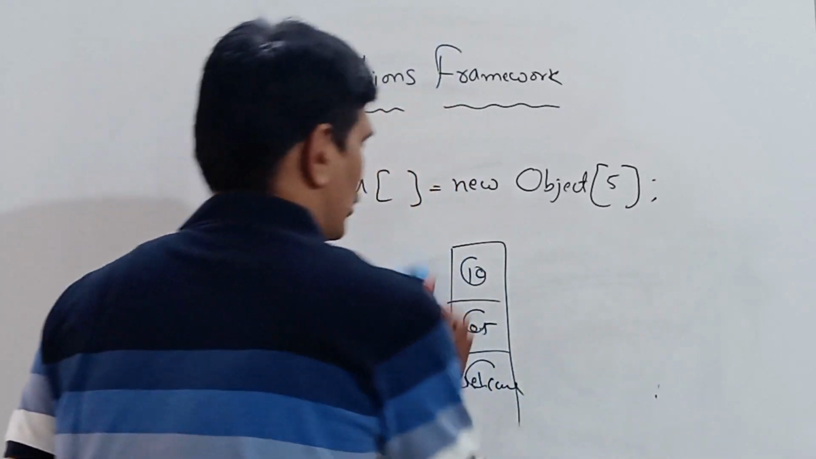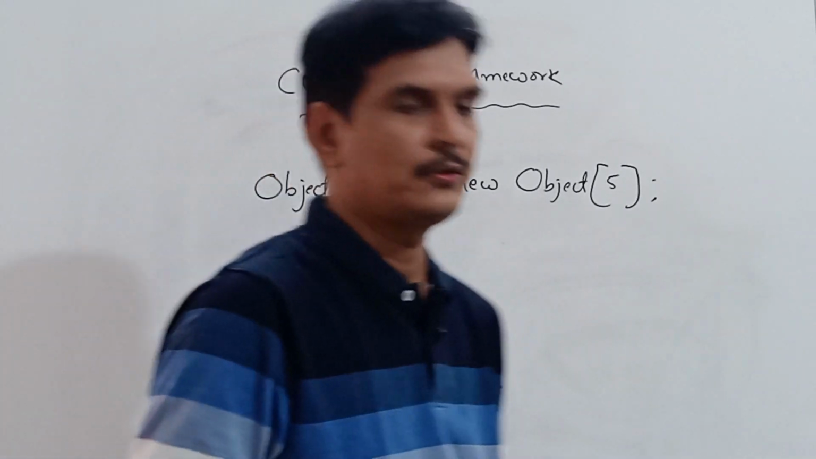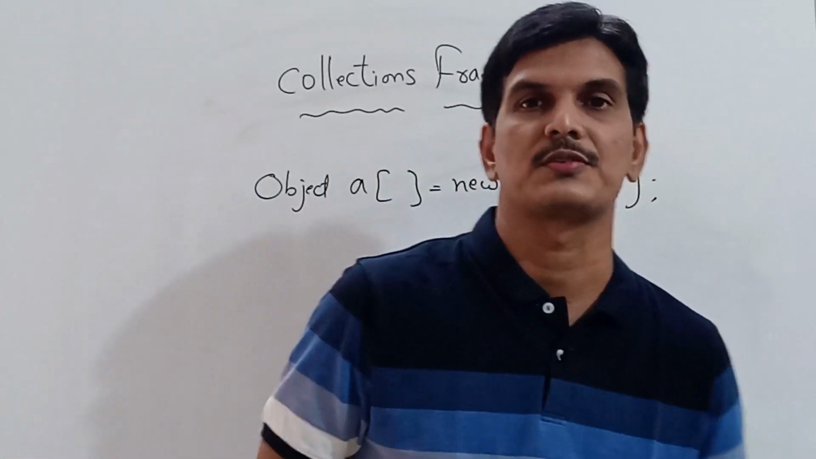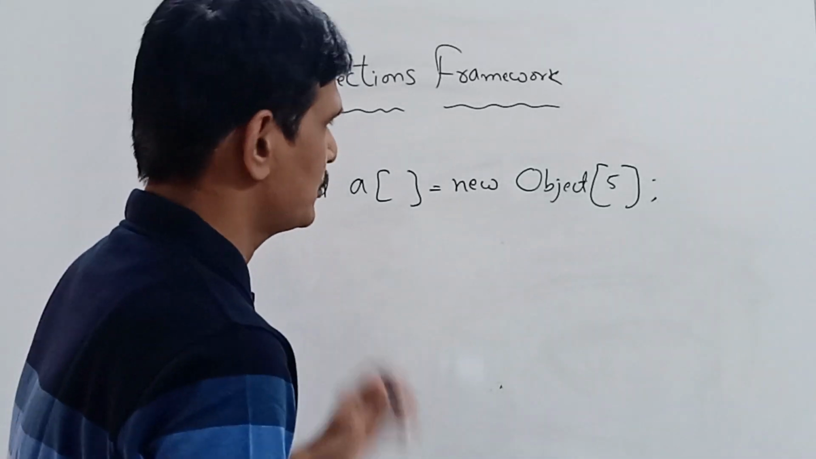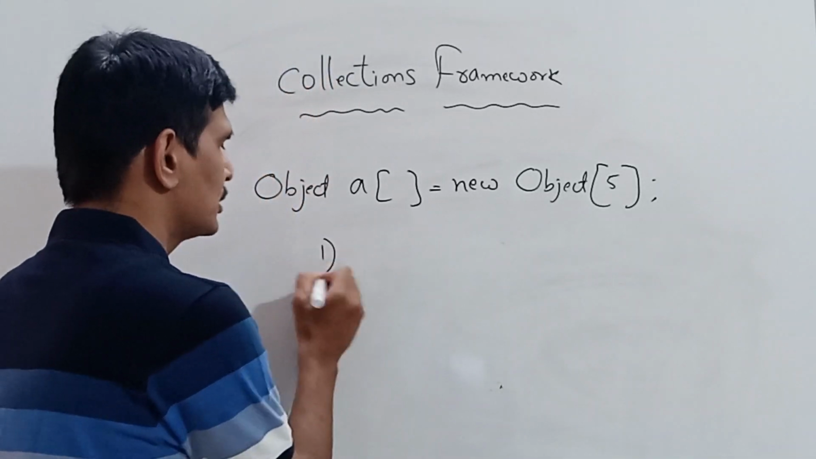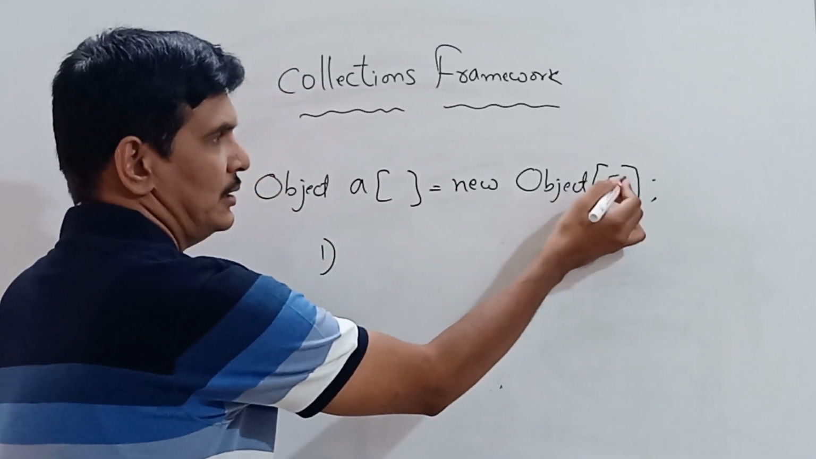Now we'll see what the problem is with this array, because based on this problem, we can overcome it by using the collections concept. When I take this array concept, the first problem with the array is that the array has a limited size.